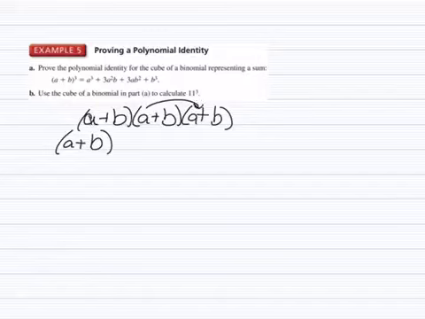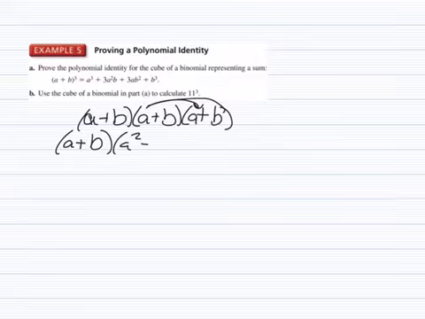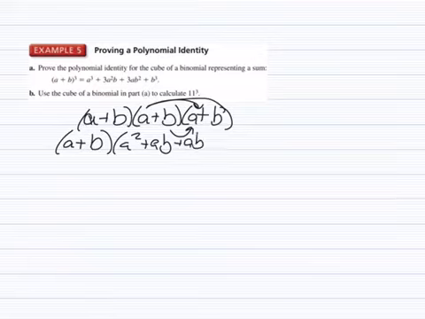A times a gives me a squared. A times b gives me ab. B times a gives me ba, but I can also write that as ab. I'm just going to write it in alphabetical order. And b times b is b squared.